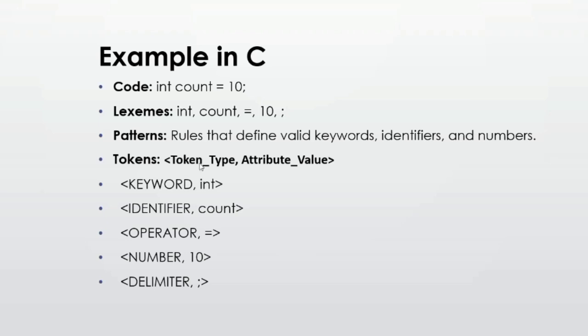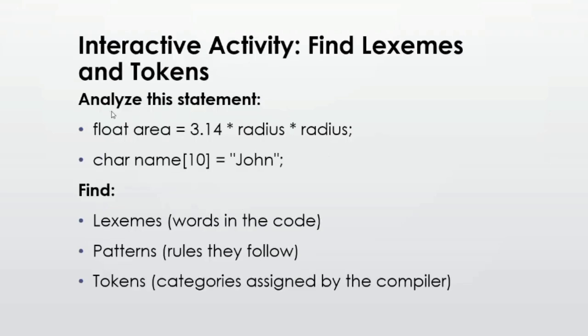How do we define the tokens? In the general format, token type followed by attribute. In this statement: keyword int, identifier count, operator =, number 10, and the last one, semicolon, symbol or delimiter. Next, analyze this statement: float area = 3.14 * radius; char name[10] = "John". We need to find out the lexemes, patterns, and tokens. Solve them yourself and post your answers in the comment box.